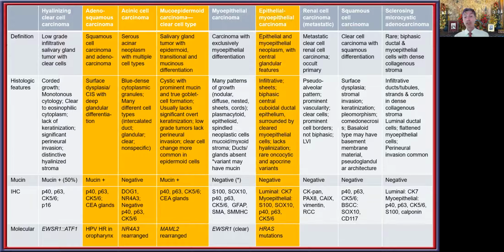Then you will notice the negative markers for any of the myoepithelial-derived markers. And as I've already suggested, there is a well-known EWSR1, and in this case, ATF1 fusion. So if you do an EWSR1 FISH, it can tell you that EWSR1 is involved, but of course it doesn't tell you what the fusion partner may be in that particular case.